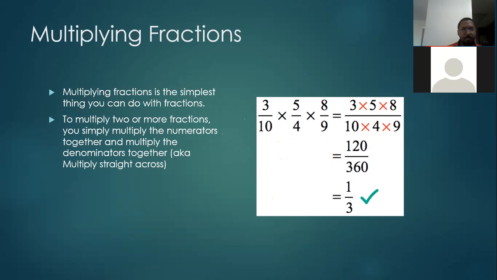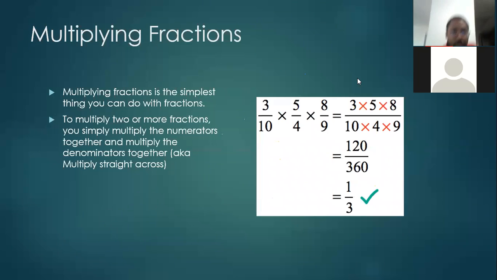All right, multiplying fractions. Multiplying fractions is the easiest thing you can do with fractions. To multiply fractions together, all you have to do is multiply straight across. So if I have 3 over 10, 5 over 4, and 8 over 9, all I have to do is go straight across. That's it. 3 times 5 times 8, 10 times 4 times 9. Gives me 120 divided by 360.